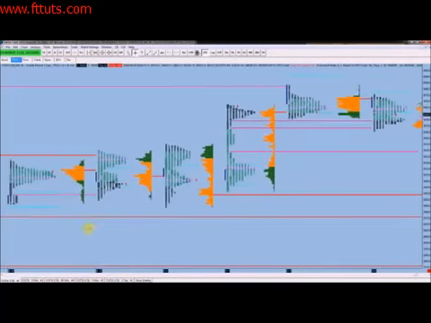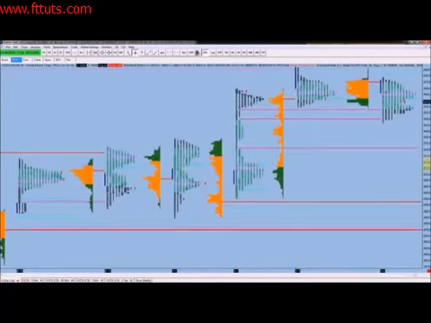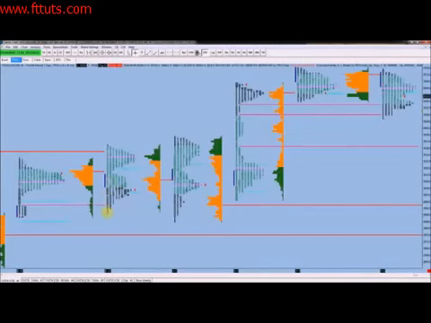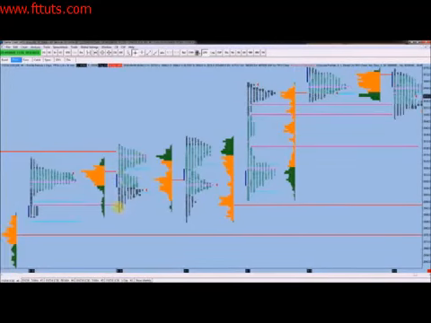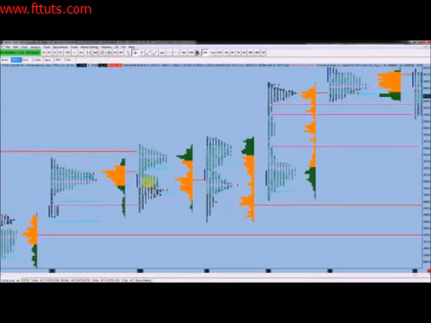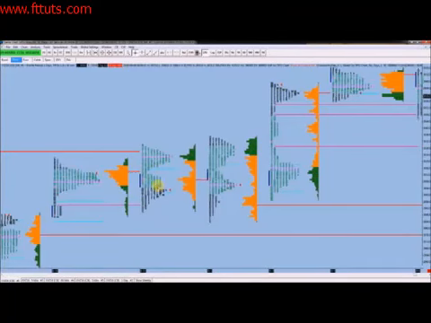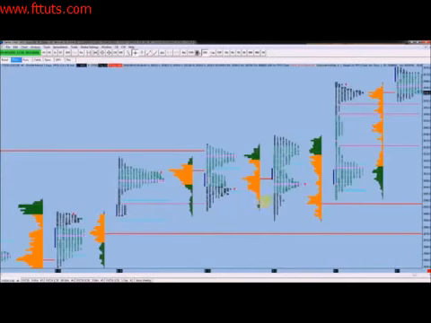Some of these IBs are a bit tight, but again, these 2 days in particular, they've failed. Even with a tight initial balance, that's a very, very difficult day to trade, because of course a lot of people with the tight initial balance are going to initially be thinking, okay, we're on for a trend day or a P or a B, and of course it ends up being a neutral day. Again, a neutral day tucked in here.